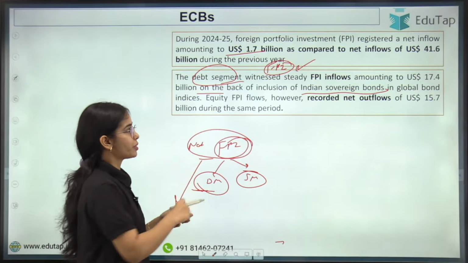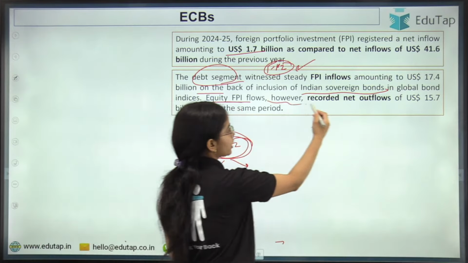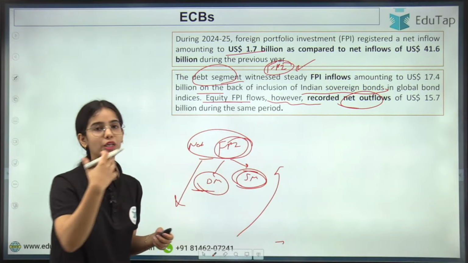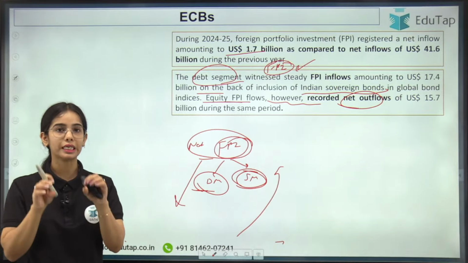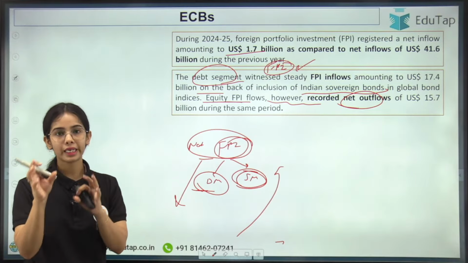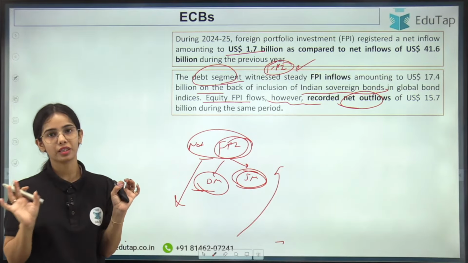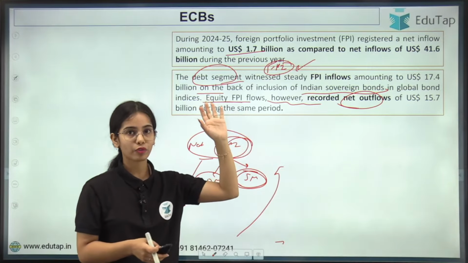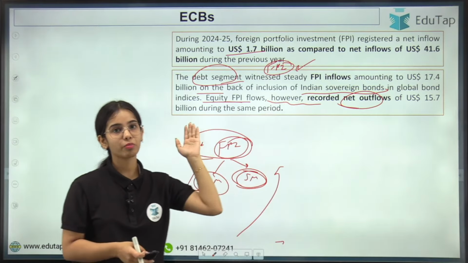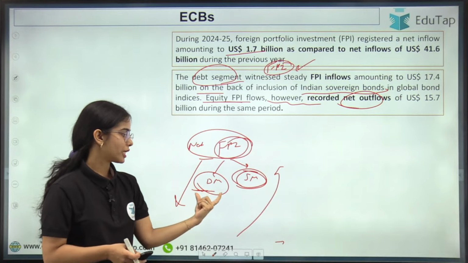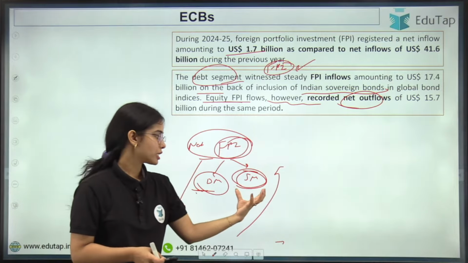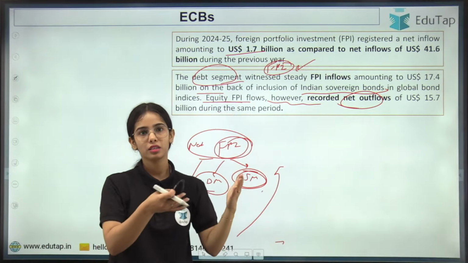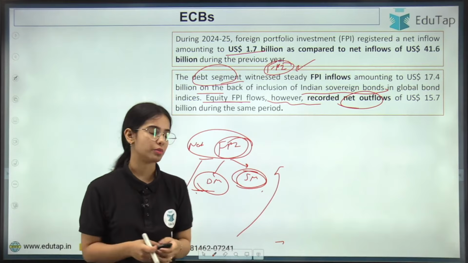Equity FPI flows, however, recorded net outflows. Majorly in the equity segment, there was outflow happening because many of the foreign investors didn't want to invest in the Indian companies, in the shares of the Indian companies basically. So the equity FPI flows, however, recorded net outflows of US dollar 15.7 billion during the same period. So in the debt market, net inflow has happened. In the equity market, net outflow has happened. So in total, FPI had the net inflow of only $1.7 billion. Okay.